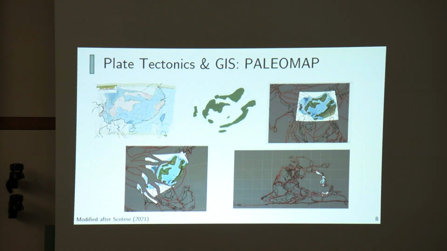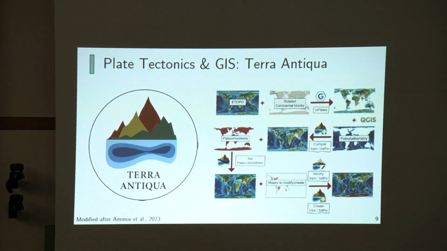Another more spatially explicit, interesting software is the QGIS Terra Antica plugin, which basically allows you to have fully quantified maps of the Earth's past topography and bathymetry, but it's based on present-day topography, ETOPO, and also bathymetry, which is input in G-Plates and moved back in time. So you have maps with past locations, but with present-day topography, which has its limits, and you need to manually edit it.